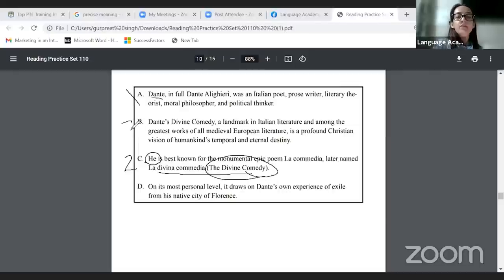And then we'll refer to it saying Dante's Divine Comedy, which is a landmark in Italian literature, among the greatest works of all European literature, is a profound Christian vision of humankind's temporal and eternal destiny. And then we have further explanation on its level. It obviously stands for non-living things. So we are referring to comedy here. That's why this will come later on. It draws on own experience of exile from the native city of Florence. So very well done. Good attempt.